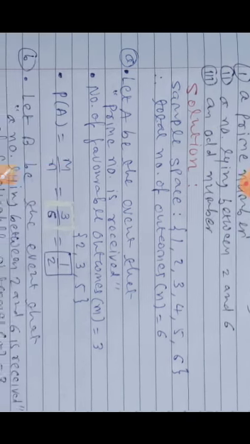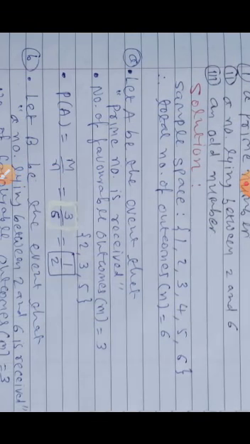Now the first sub-question, A or 1. First you have to suppose that event. So write it this way: let A be the event that a prime number is received.